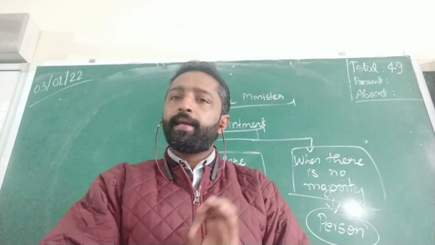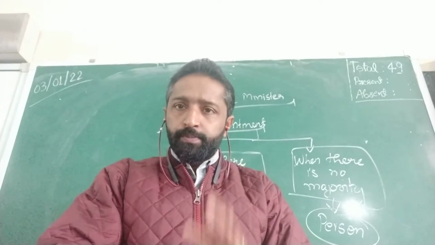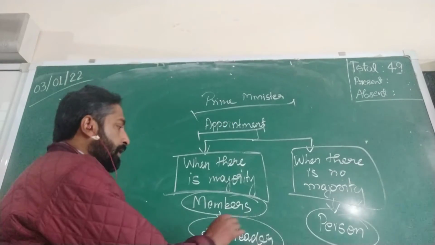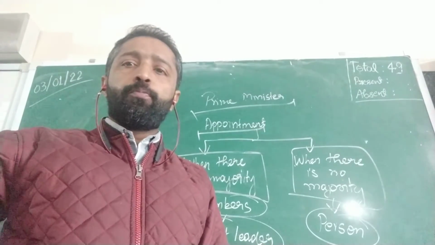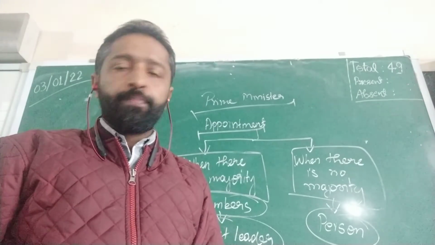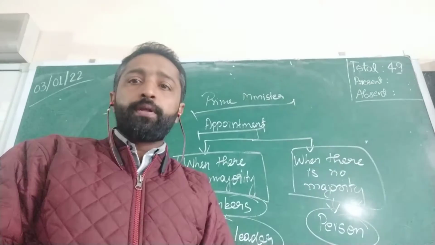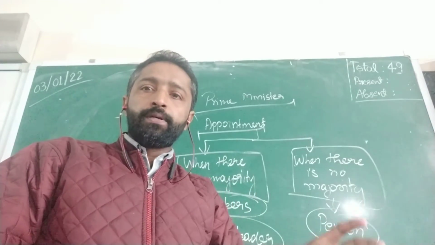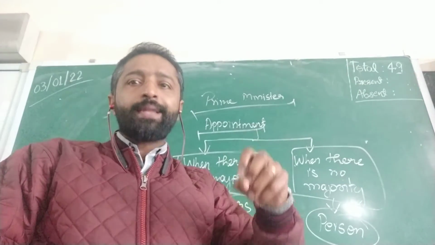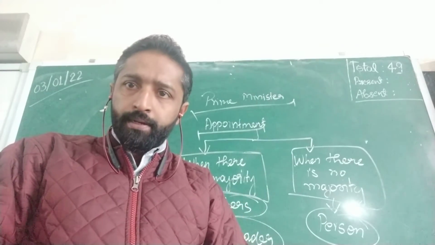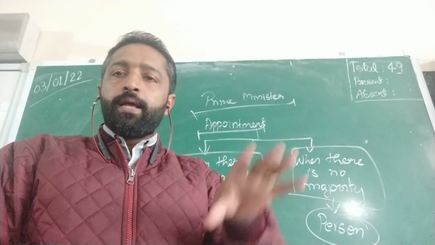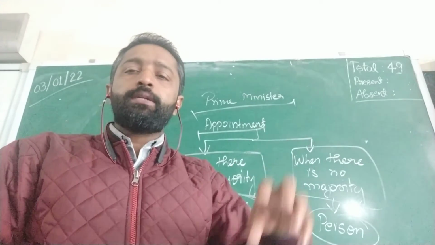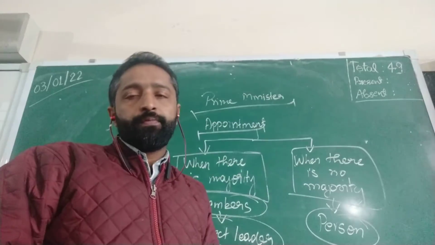Second, when no party gets the majority. When there is a majority, the members of the majority party will come together, elect a leader, and then ask the president to appoint him as the Prime Minister of India. What happens when there is no majority? The president can ask any person who can get the support of other parties and can have the majority and form the government, and that particular person will be appointed as the Prime Minister of India.